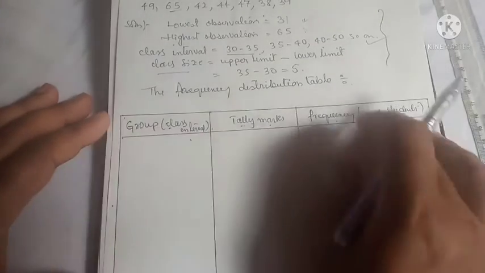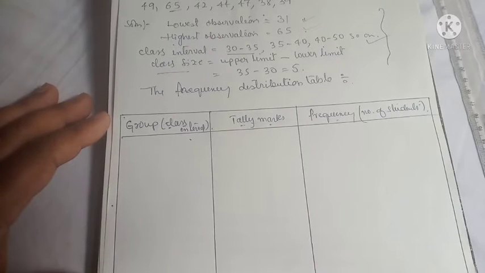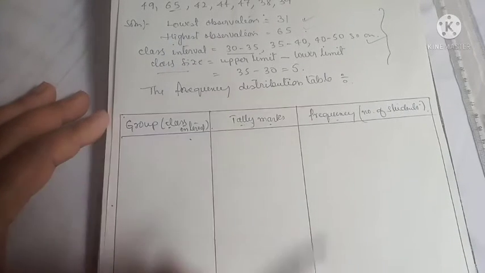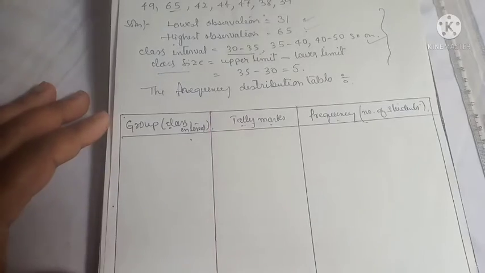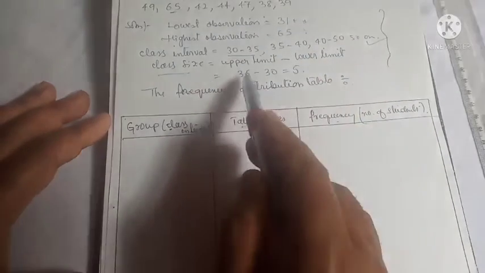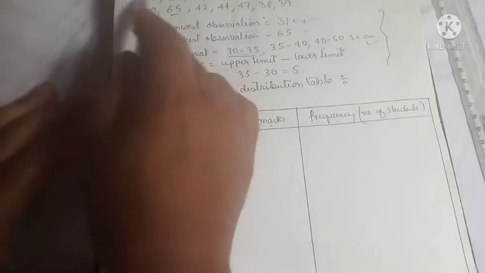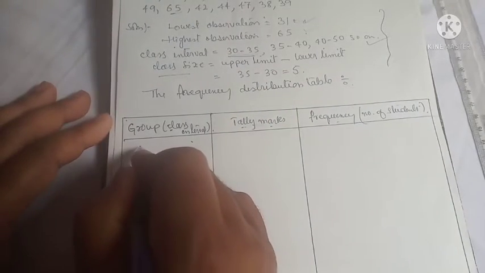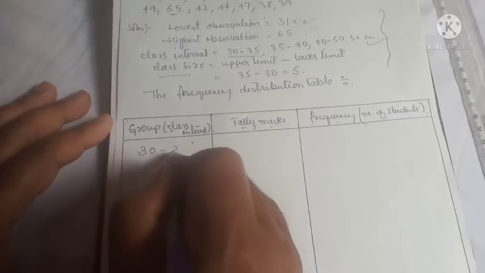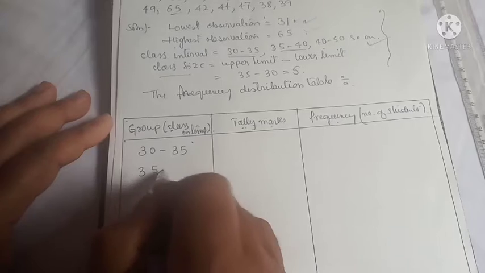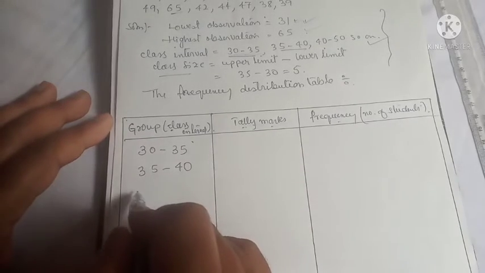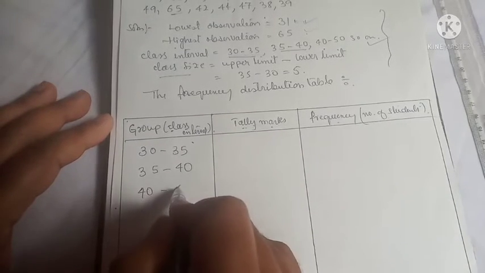All this preparation I think you have learned in our previous class, but the only thing is how to prepare the class interval. Now for the class interval, the lowest is 31, but we cannot start from 31. Already in the question it was started from 30, so we have to start from 30 to 35. Next one is 35 to 40.